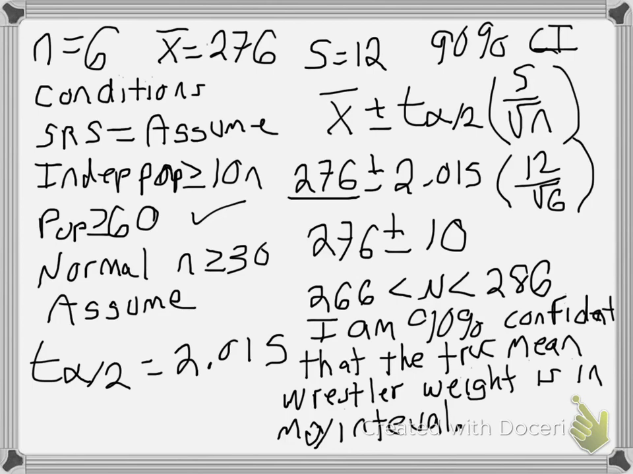Great. Now there's still one more part, isn't there? What's the last part of this problem? If a coach claimed that the average weight of the wrestlers on his team was 310, would that claim be believable? Well, if we're 90% confident that the average weight is between 266 and 286, is 310 believable? No. I'd say that would be a little bit not believable.